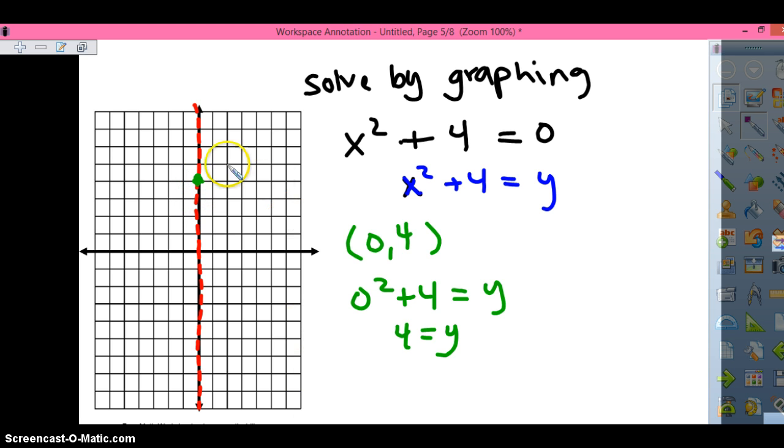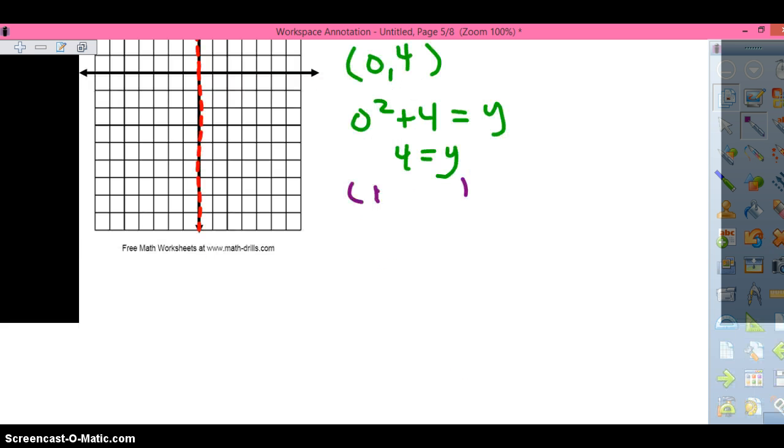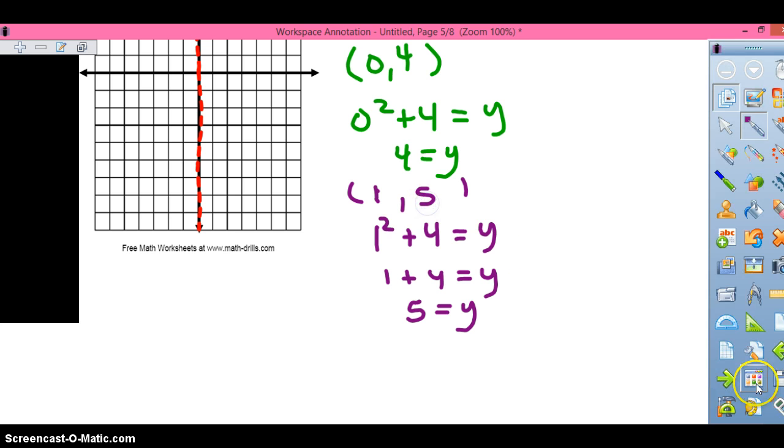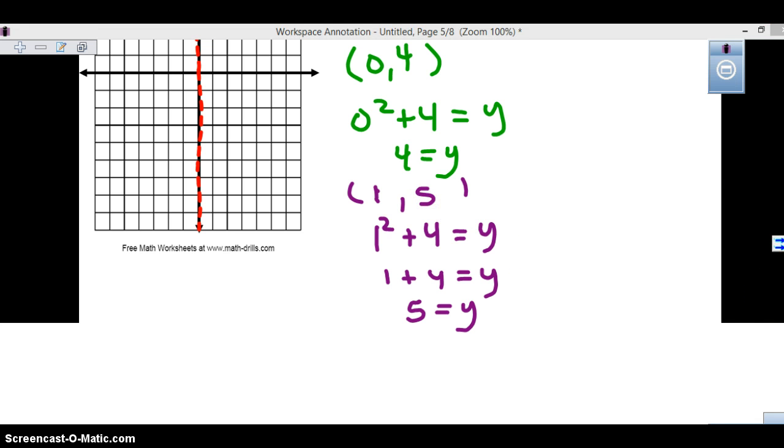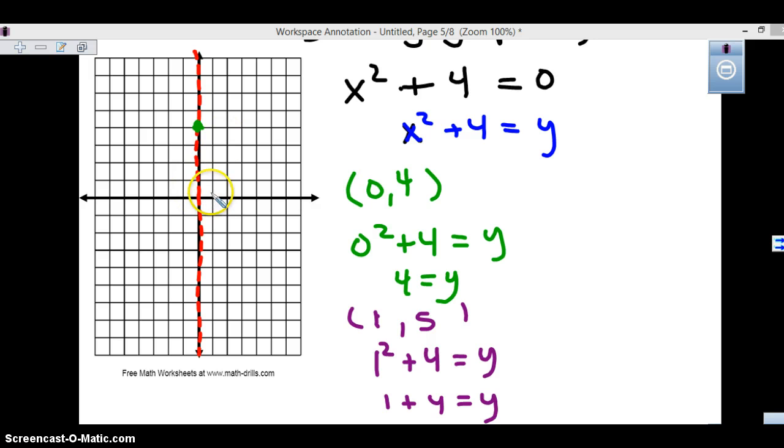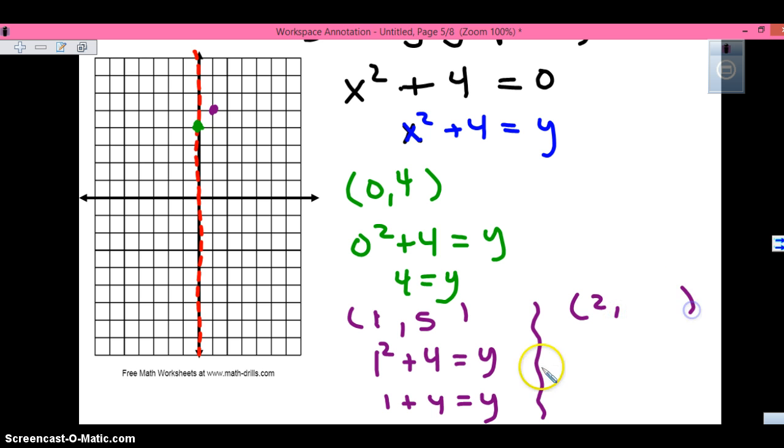If we need to find another ordered pair, we can substitute x with 1. And we can say 1 squared plus 4 equals y. So 1 plus 4 equals y. That means 5 is equal to y. The next ordered pair would be 1, 5. We can mirror this point over here.